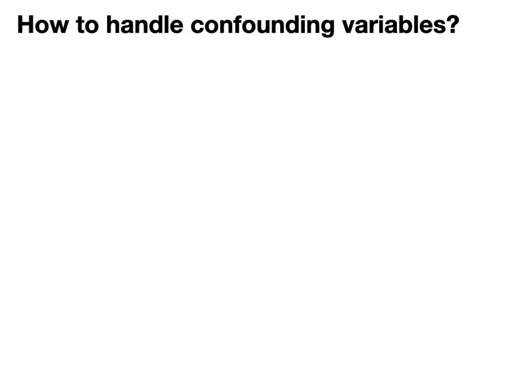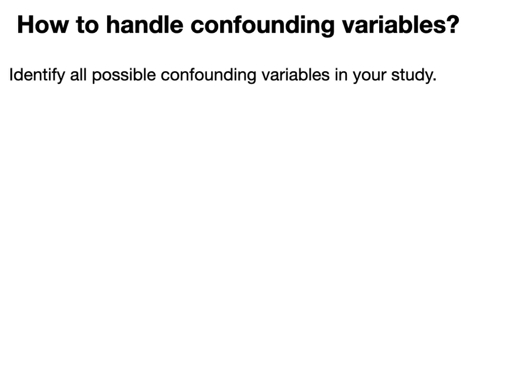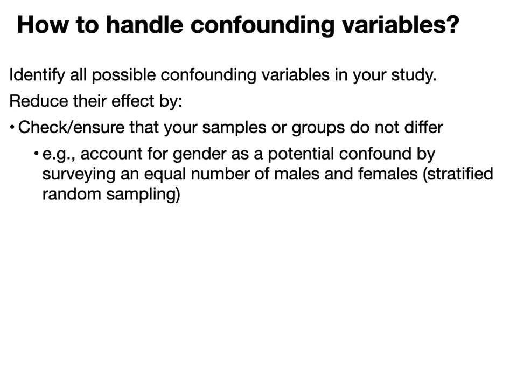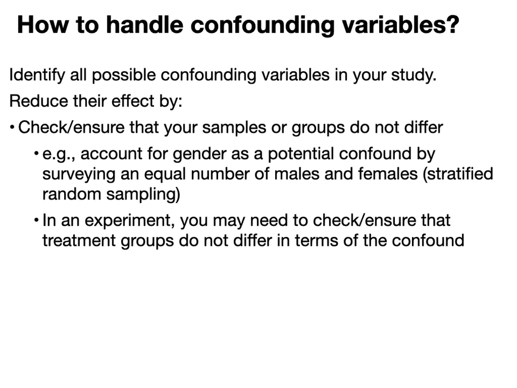So what do we do to handle confounding variables? Well, the first step is to identify them like you just did, and to think about how to reduce their effect on your study. For example, that might involve measuring the confounding variables from your participants in your study and ensuring that your samples or your groups do not differ in terms of the confounding variables. As an example, if you're studying something that might be influenced by gender, you might want to make sure you account for gender as a potential confound by surveying an equal number of males and females. So that could be done with stratified random sampling.